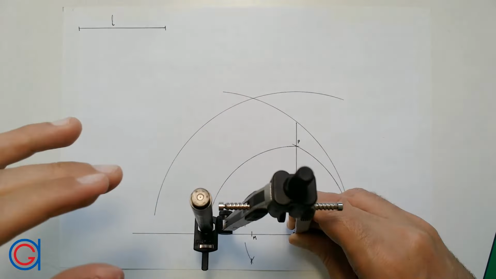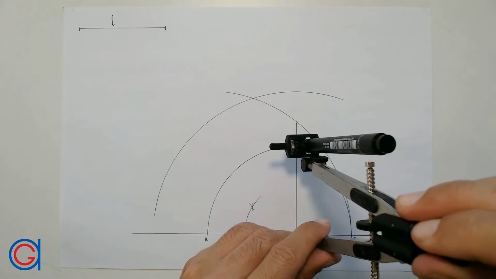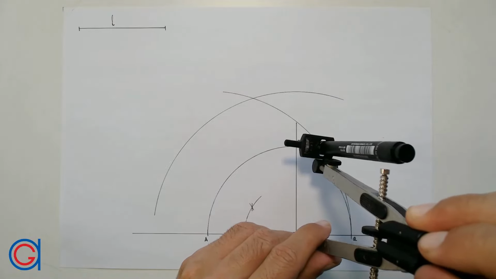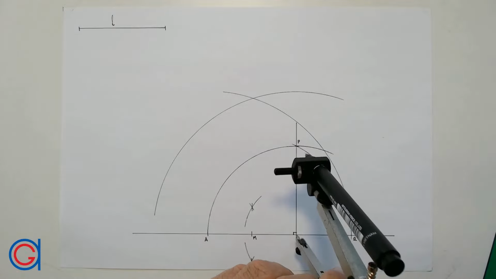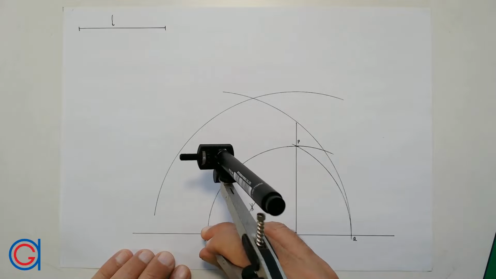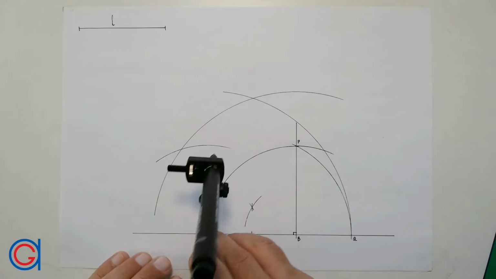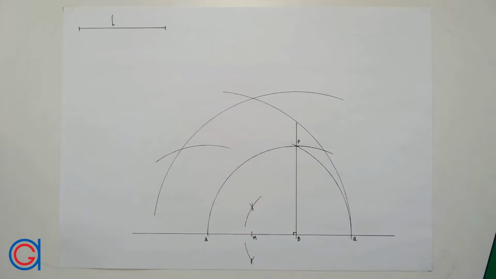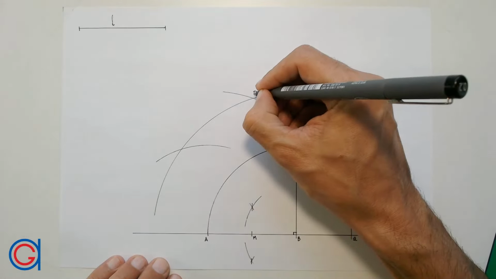To do this, setting the compass to the length of the radius AB and centering it on point B, we will scribe an arc to the right until it cuts the previously drawn arc as shown here. And again, with the same radius and centering the compass on point A, we scribe an arc to the left until it cuts the previously drawn arc at a new point. So now we will call these three points C, D, and E respectively.